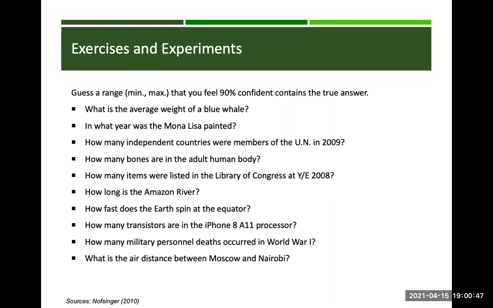What is the average weight of a blue whale, the largest mammal on Earth? In what year was the Mona Lisa painted? How many independent countries were members of the United Nations in 2009? How many bones are in the adult human body? How many items were listed in the Library of Congress at the end of 2008? How long is the Amazon River? How fast does the Earth spin at the equator?